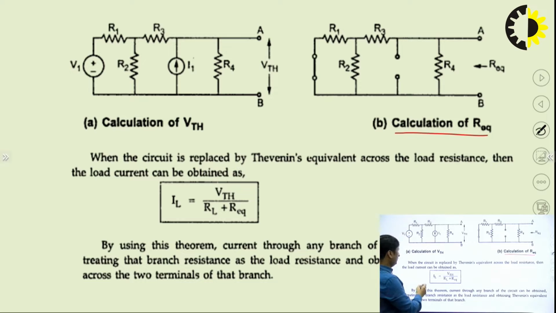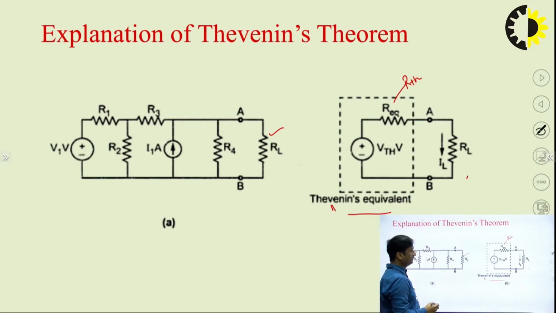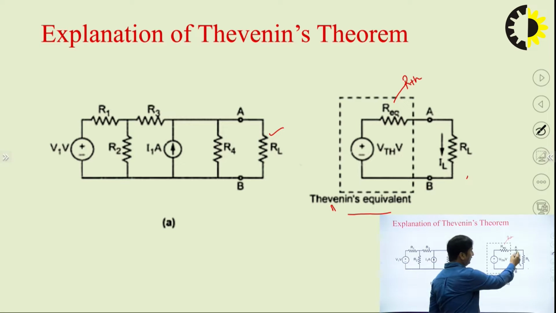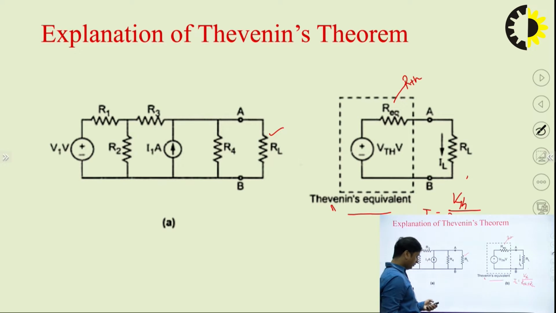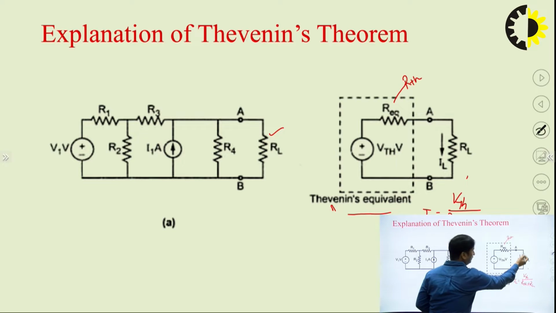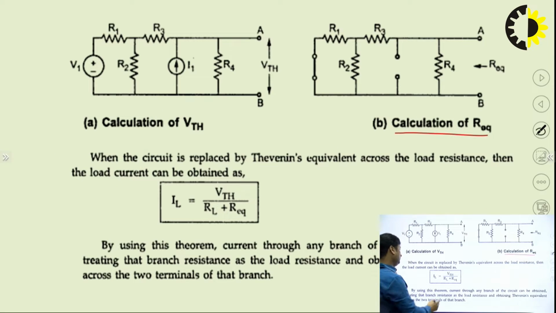At last, when we have to find the value of load current, you can see that the value of IL is given by VTH divided by the sum of these two resistances, RTH plus RL. So this is the current through this load resistance which we have to determine. This is called the load current.